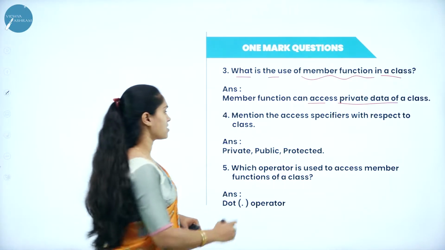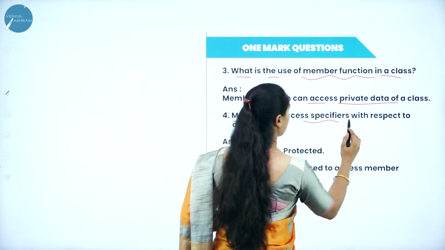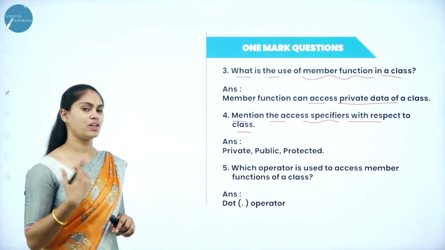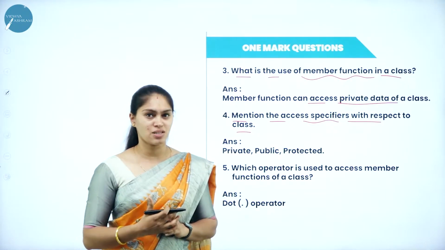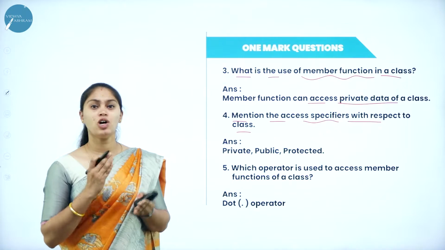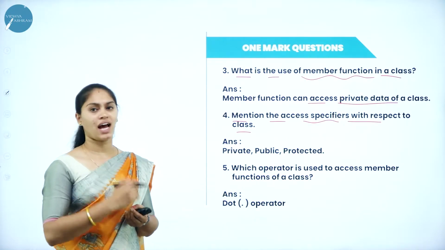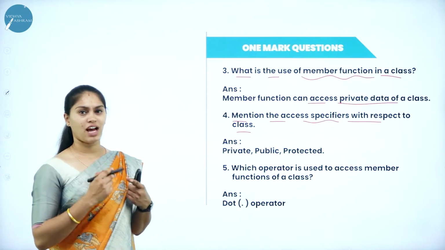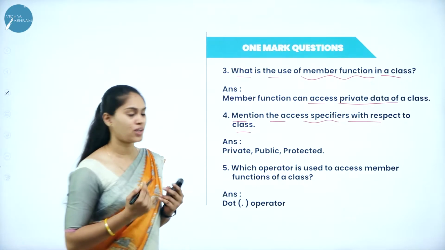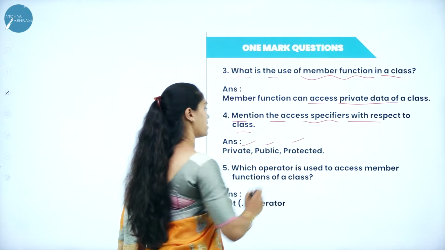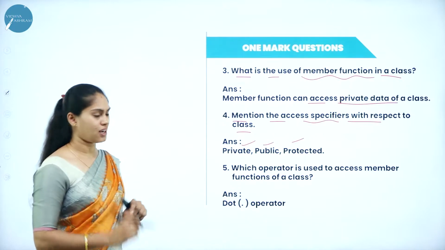Next, mention the access specifiers with respect to the class. They are not asking you what is access specifier. You need to mention what are the access specifiers that we have in a class. Which are those? We have private, public and protected. Those are the 3 access specifiers that come under the class.